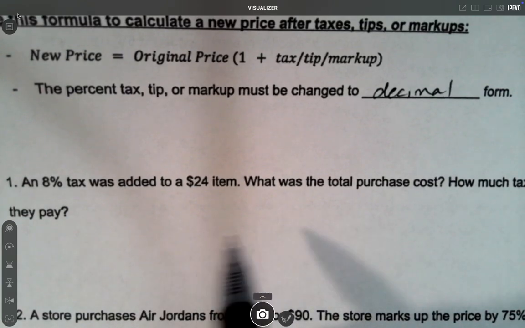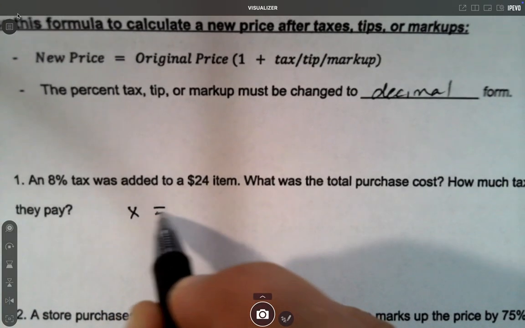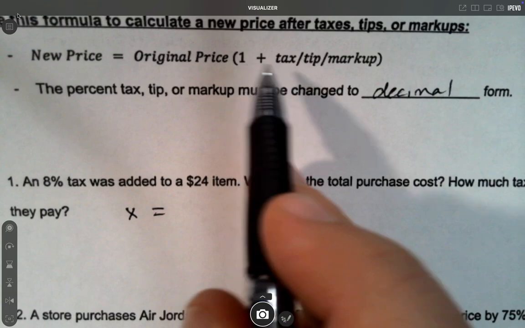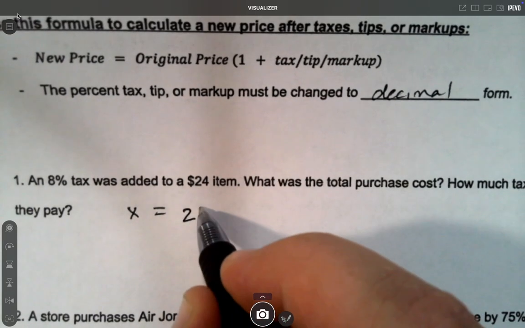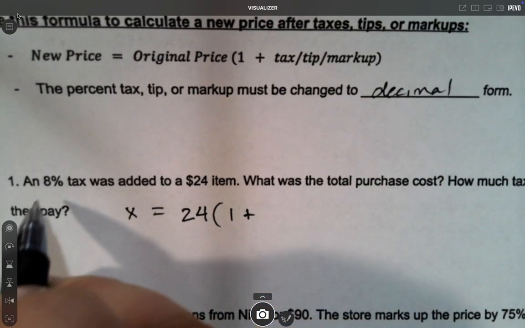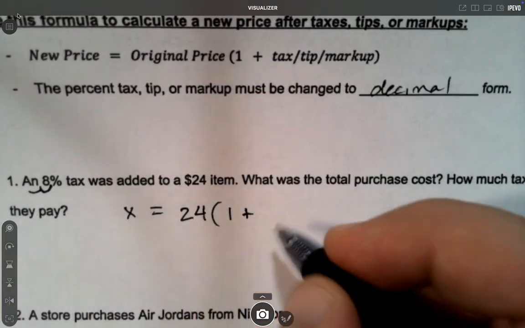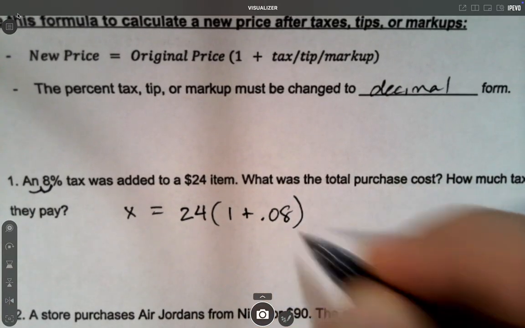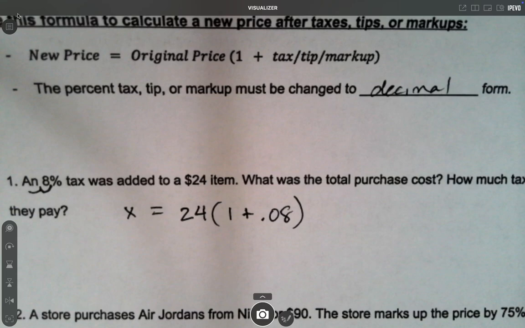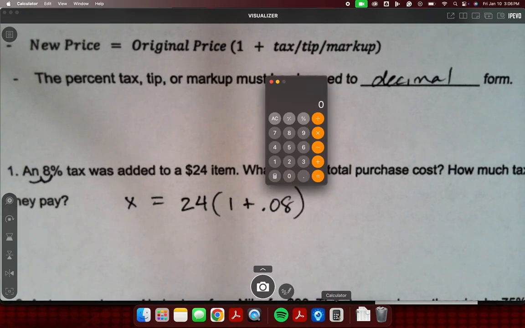Okay, so if we want to find the new price, their total purchase cost, we don't know that, that's our X. I'm using this formula right here. The original price was $24. And I do 1 plus, and I change 8% to a decimal and move it over twice, so it's 0.08. So in the calculator, what I'd recommend you do, give me just a second to pull one up over top of this so you can see it. Okay, there we go.